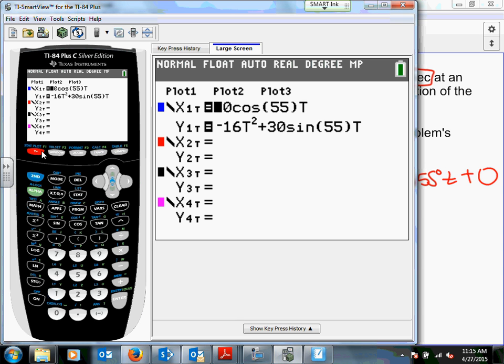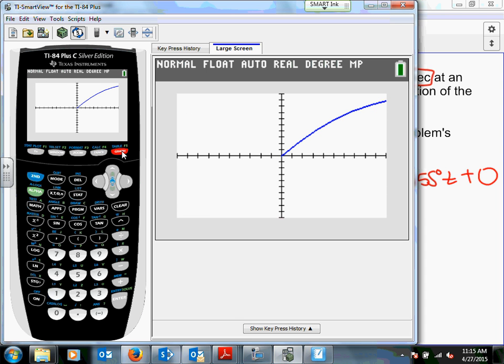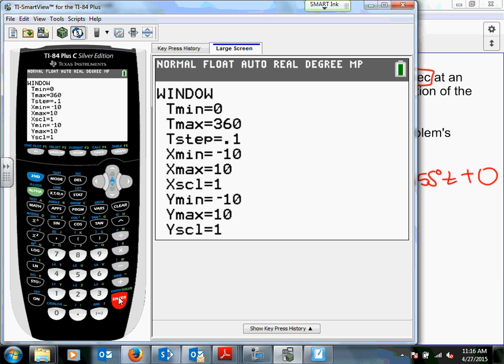Okay. So now we want to graph this. Does yours look like that? Our windows are probably different, right? So let's go to window. You right now probably have 0, and then this is like a 6 point something, and then this is like 0.13. Yours looks something like this, right? Okay, that is great.